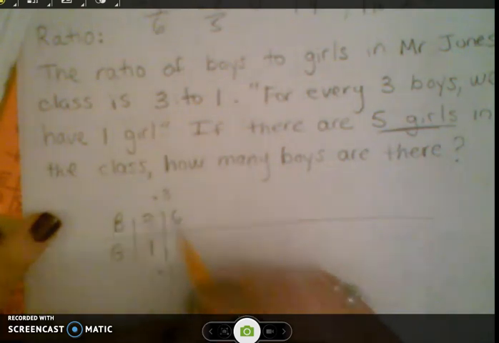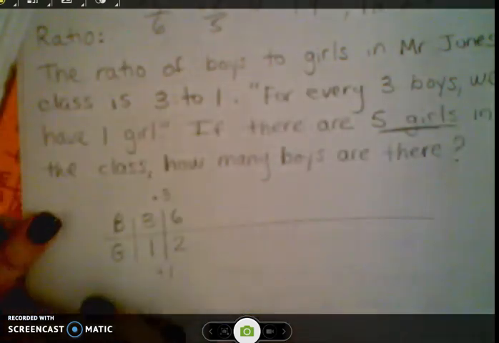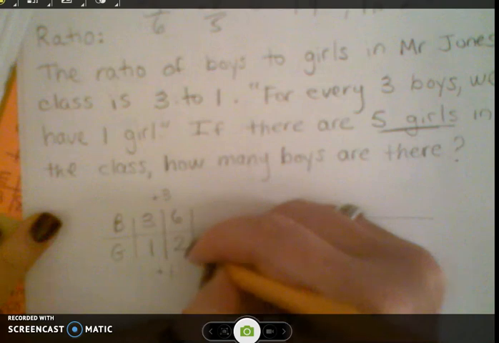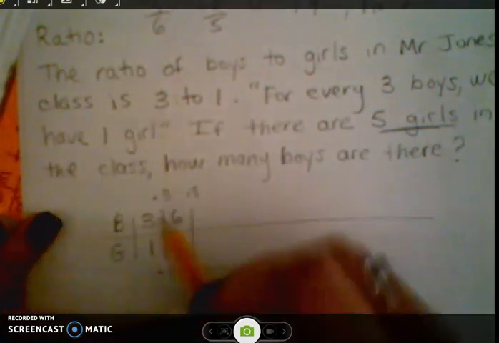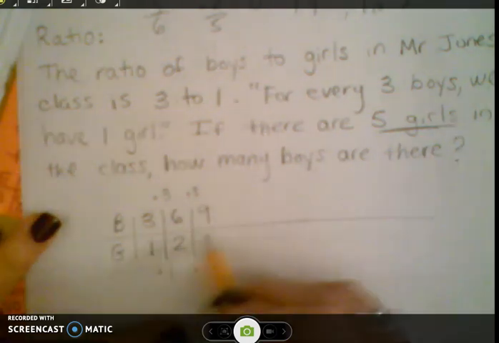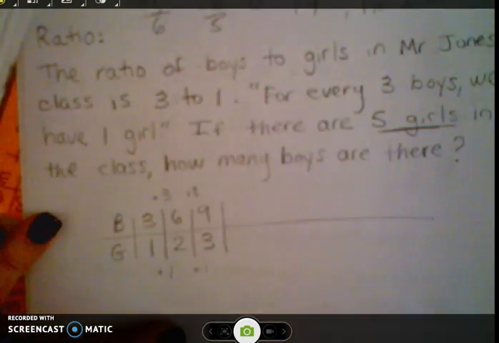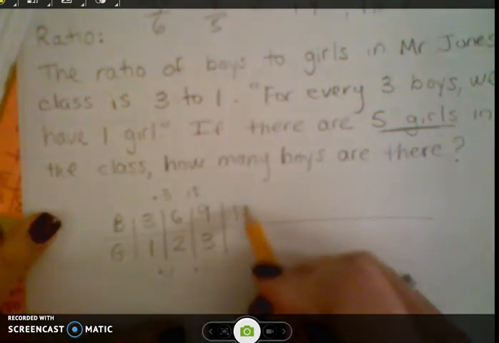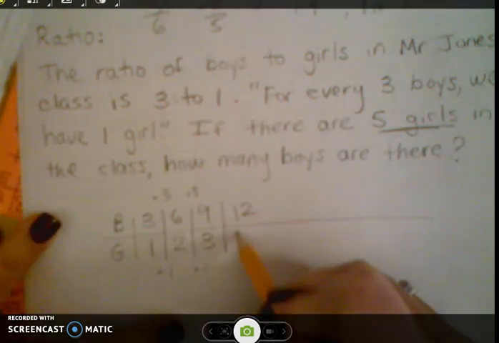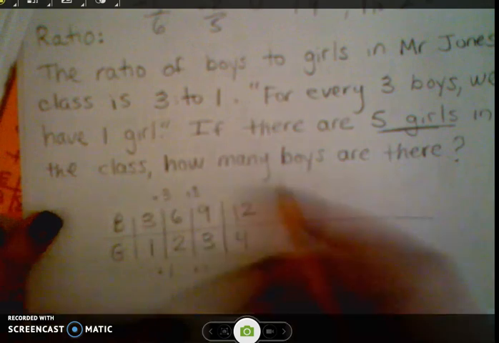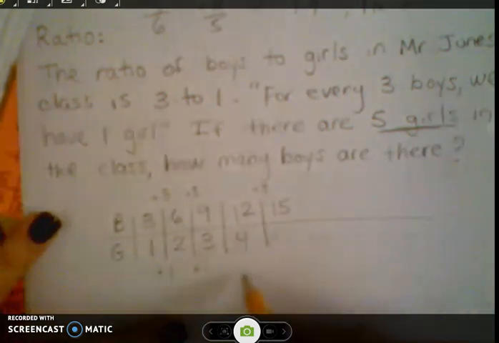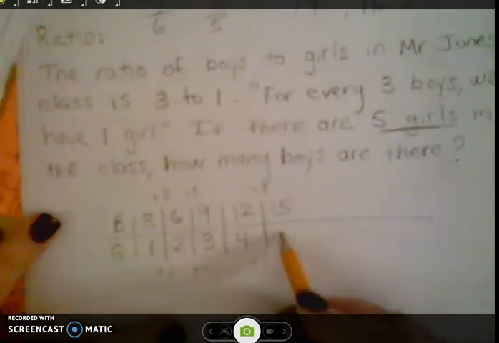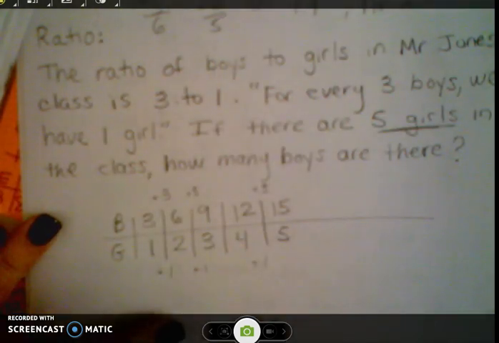So if there's 6 boys in the class, that means there's going to be 2 girls. If we add 3 more boys to the class, we have to add 1 more girl. That means 9 boys and 3 girls. 3 more boys would give us 12 boys, and 1 more girl would give us 4 girls. For every 3 boys, we have to add 1 girl to keep our ratio equivalent.